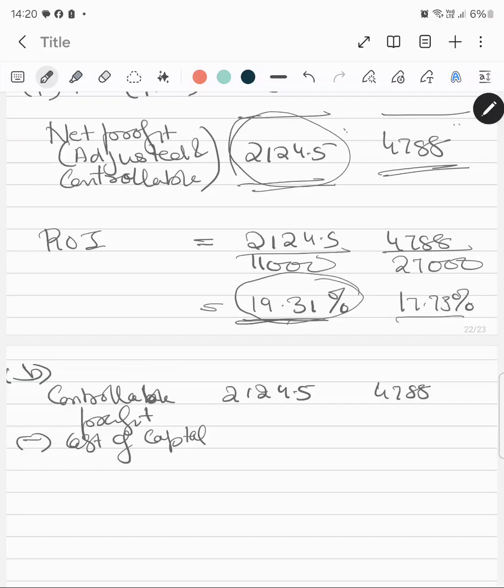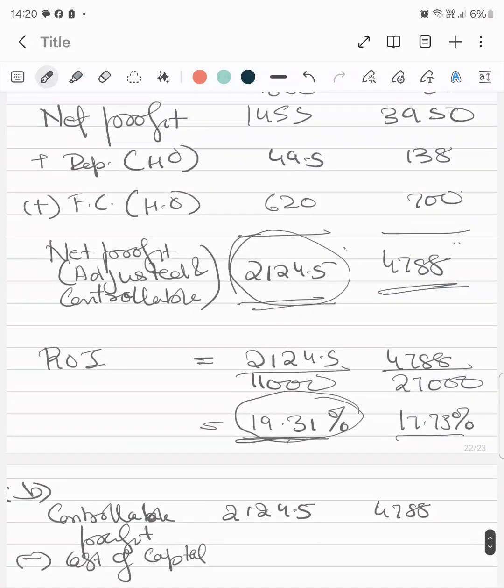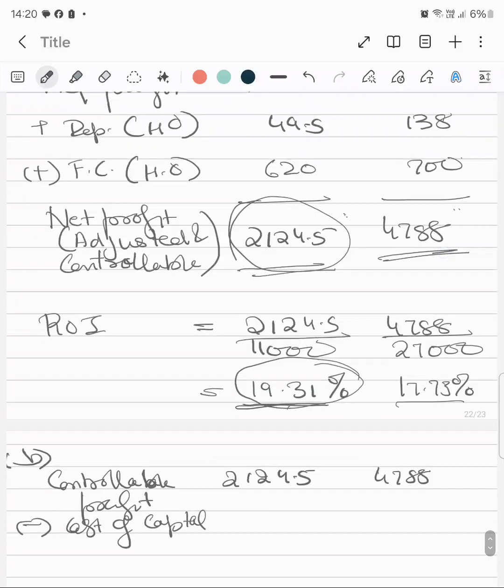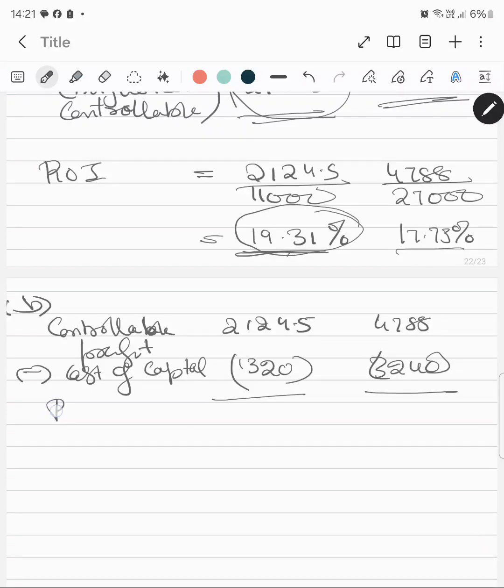Cost of capital. So cost of capital will be applied on what? We have calculated the average assets controlled by division C and E. That was 11,000. So 11,000 at 12%, it will give me 1320. This I will have to reduce, and 27,000 at 12% will give me 3240. And I will get residual income as 2124.5 minus 1320, that is 804.5, and 4788 minus 3240, that is 1548. So this is the residual income.